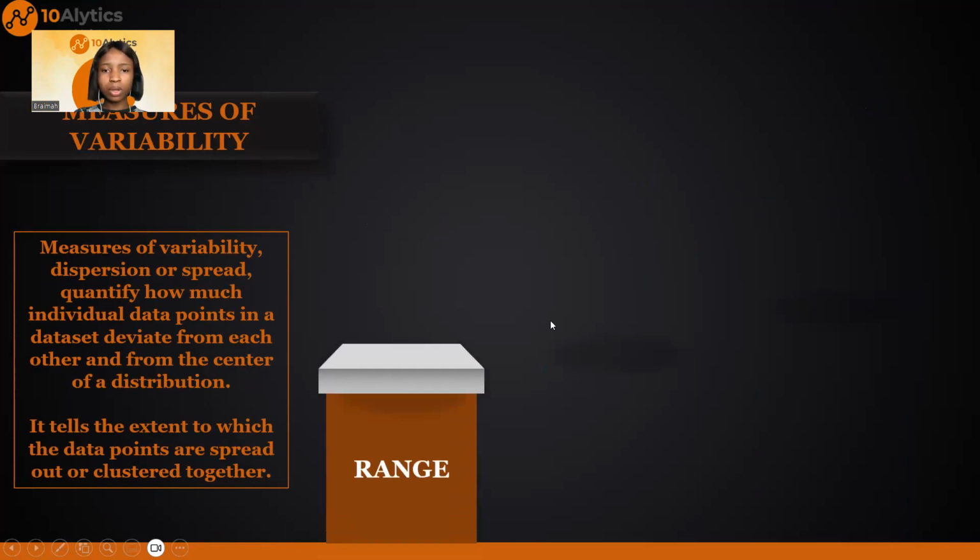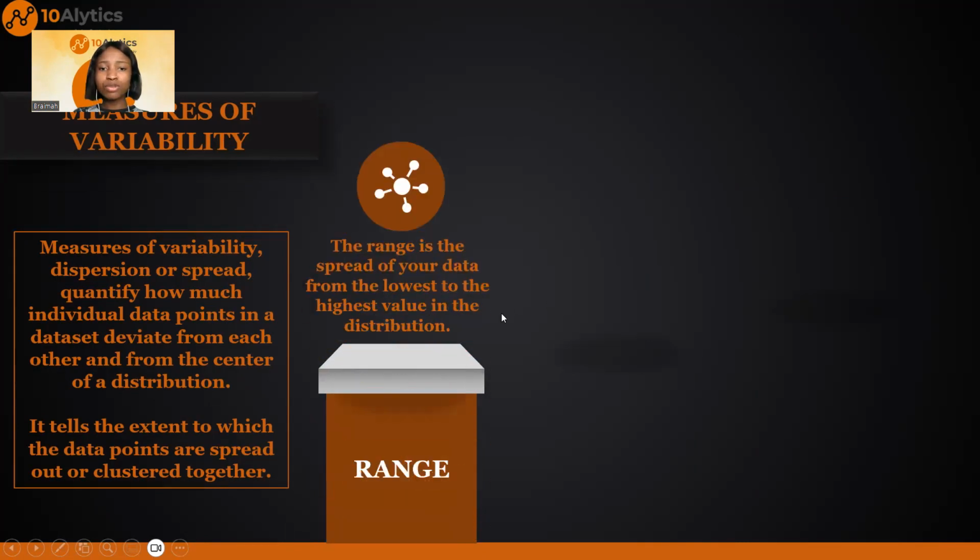So moving forward, we'll be considering three measures of variability here. You have your range. The range is the spread of your data from the lowest to the highest value in the distribution. So you have a data set. You get the largest value, that's your maximum value, and then you get your minimum value, that is the smallest value. Your range basically is you subtracting your minimum value from your maximum value.